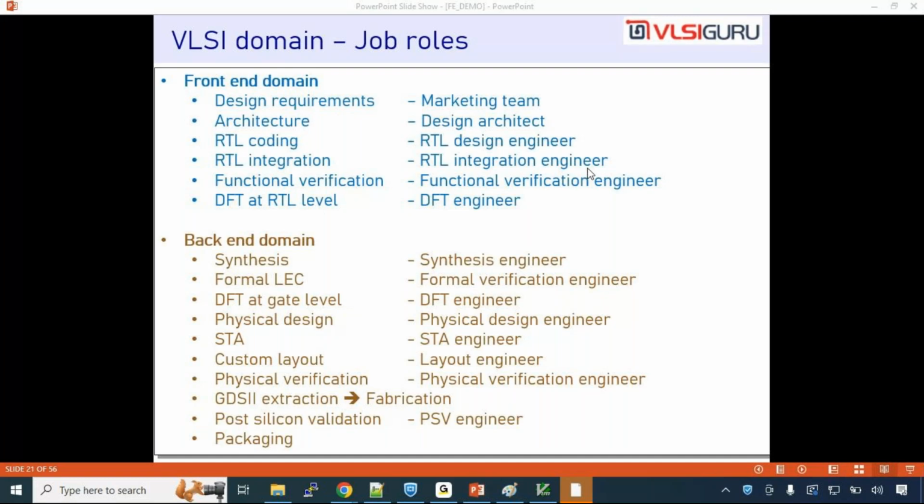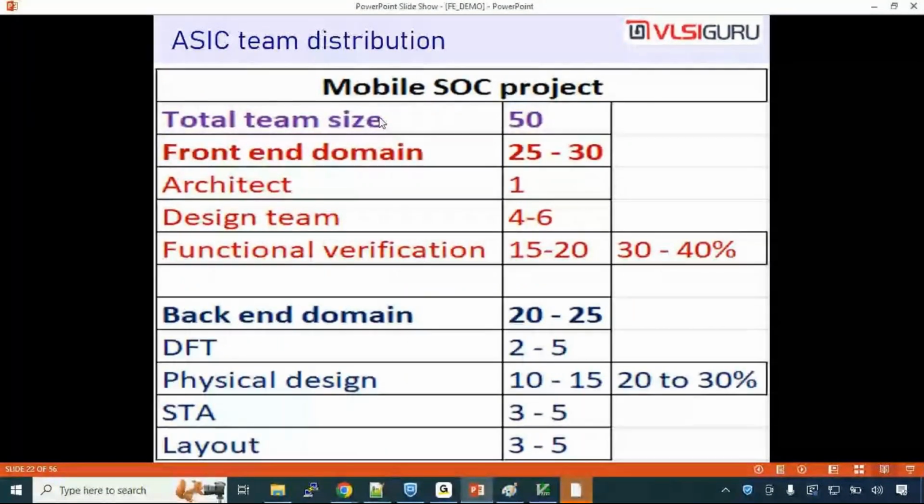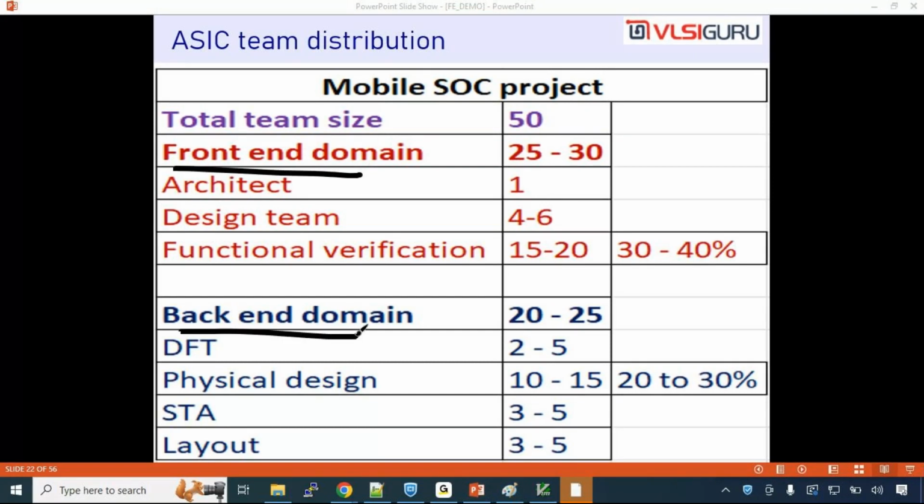I hope you got an idea about job roles, right? Now let us understand how the teams are distributed. Assume that there is a company having 50 members. For example, you go to Qualcomm. They are working on a mobile phone SoC. They may have a team of 50 members. Those 50 members are divided into two parts. One is the people who work in the front end domain. One is the people who work in the back end domain.